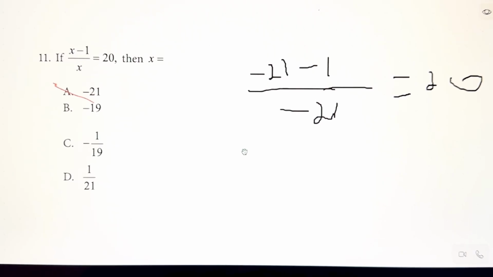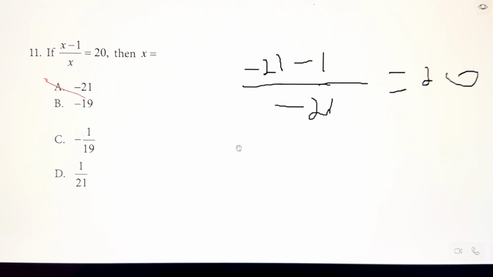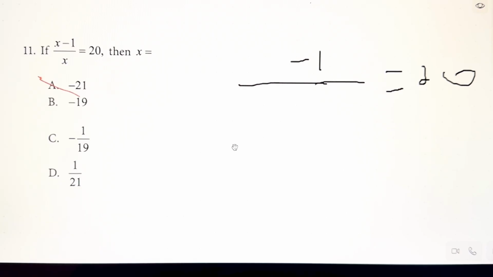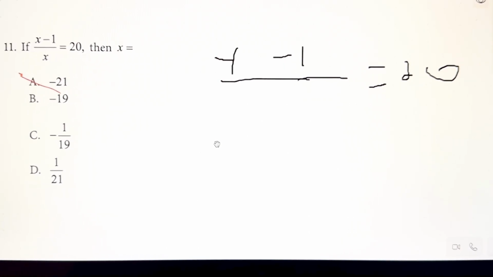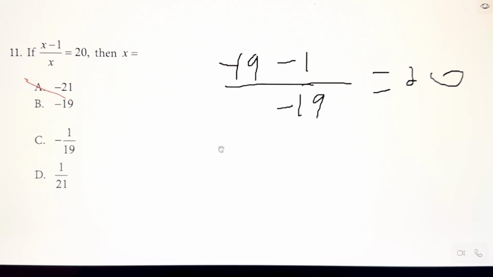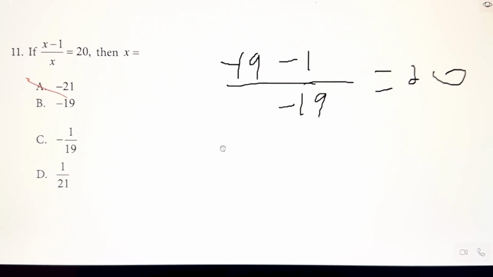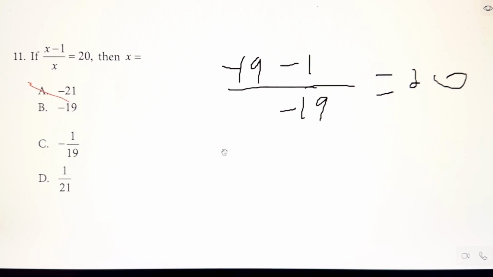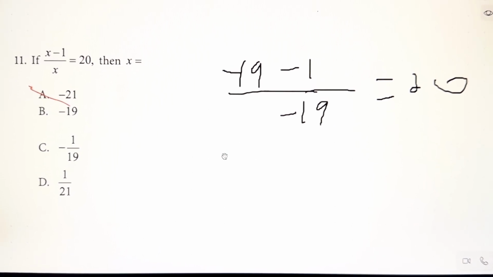Let's do the same thing. Let's plug in negative 19. If you want to just erase and plug in negative 19 instead of negative 21, that's fine. Great. Negative 19. Let's do the same thing here. Is that going to be 20? Negative 20 on top, negative 19 on the bottom. Again, that's going to be close to 1. I don't know what it is, but there's no way it's going to be 20.